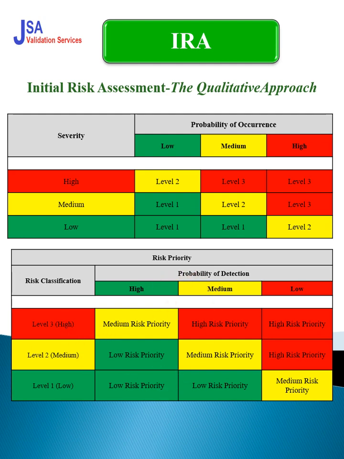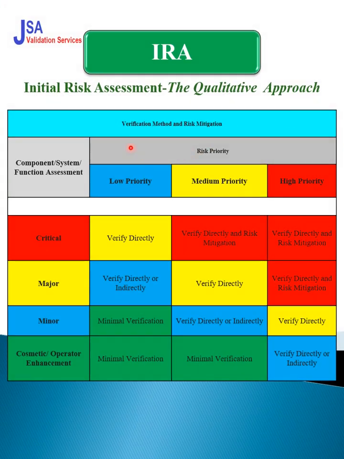Now what do we do with the risk priority? This is the verification method for the risk mitigation. Now we have the priority, low, medium, high, and now we have the component system functional assessment. For this we have to do the component assessment. Which component is critical, which is major, which is minor, and which is cosmetic or operator enhancement. That is called the component criticality assessment, CCA. That document also has to be prepared along with this risk assessment.